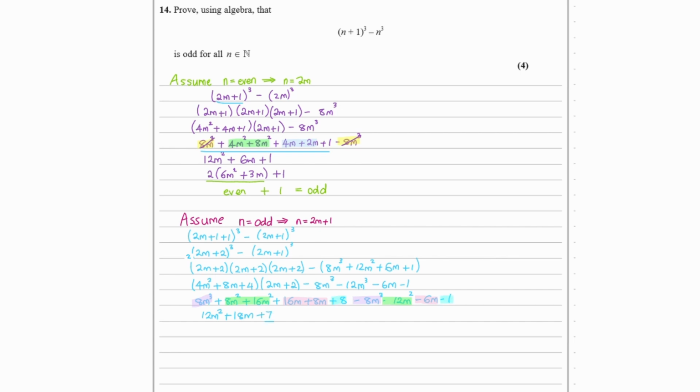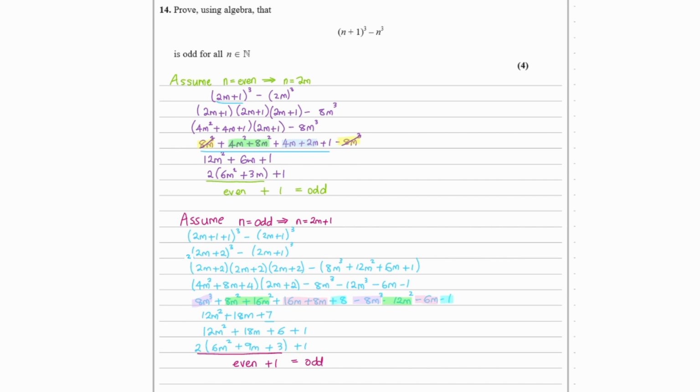We can then split the 7 and rewrite this equation as 12m² + 18m, and we can split the 7 into plus 6 plus 1. So 3 terms in this expression are divisible by 2, so we can factor 2 out and write this as 2(6m² + 9m + 3) + 1. As we can see here as well, we have a multiple of 2, meaning that this is an even number, and when we add 1 to an even number, we always get an odd number.